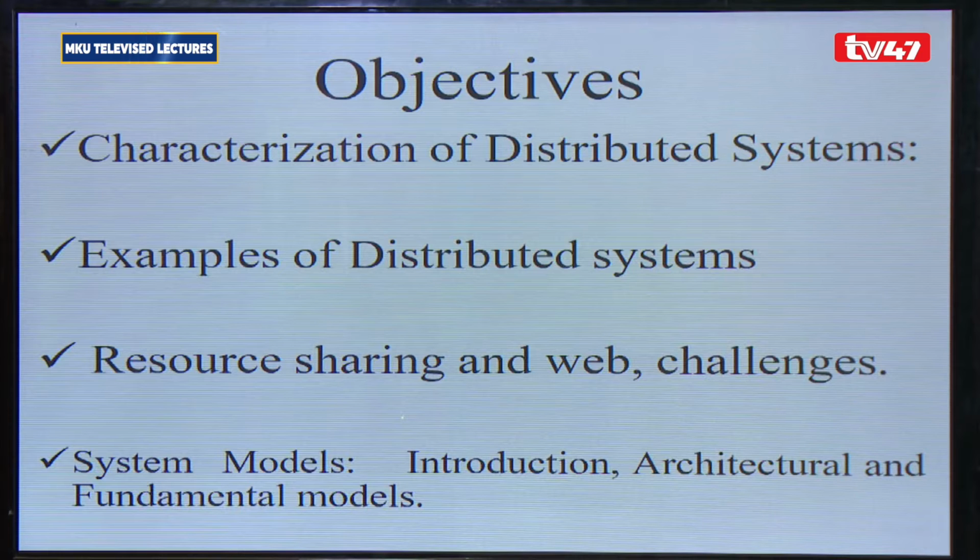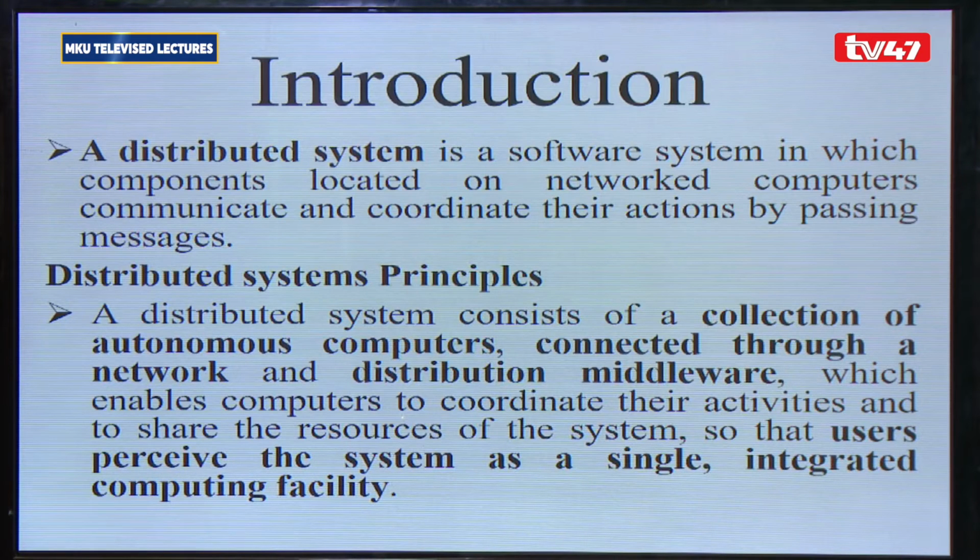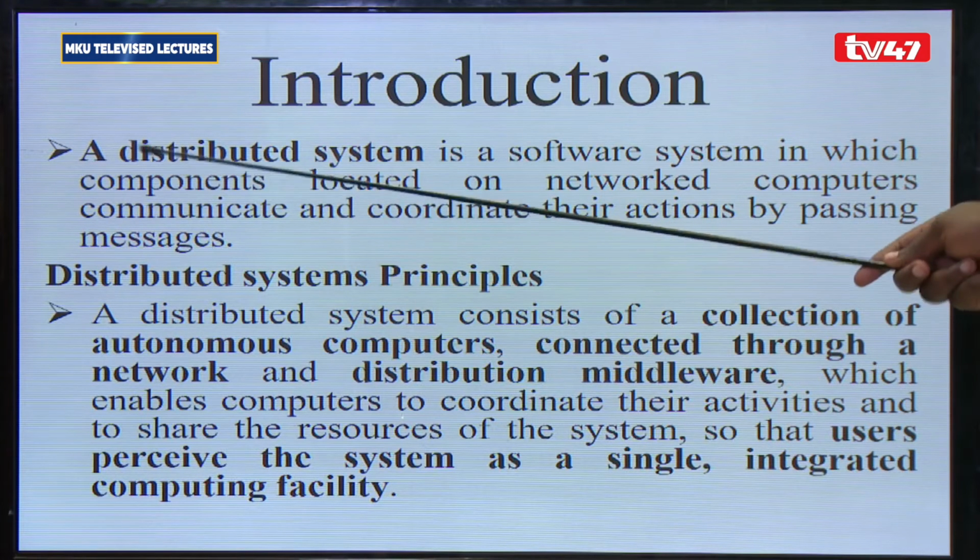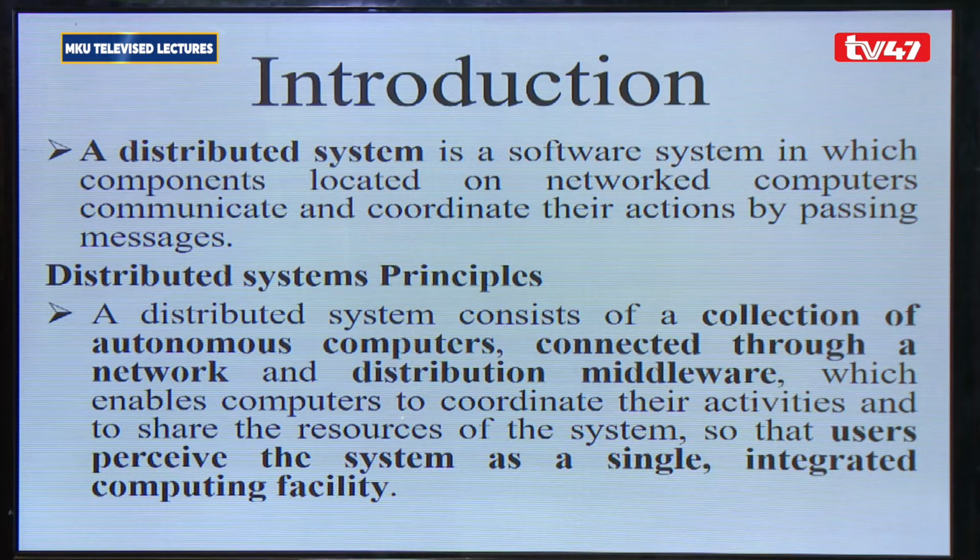So what's a distributed system? A distributed system can be defined as a software system in which components are networked to communicate and coordinate their actions by passing messages. Remember, it is a system. When you talk about a system, we have different things that are working together, communicating through coordinated action by passing messages.